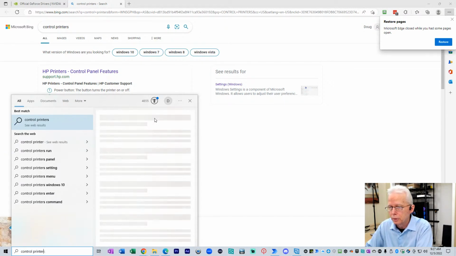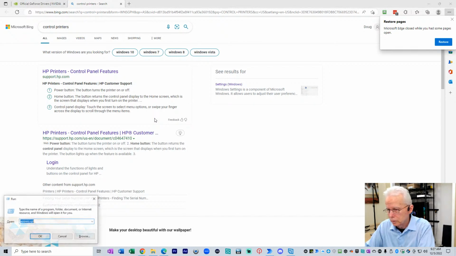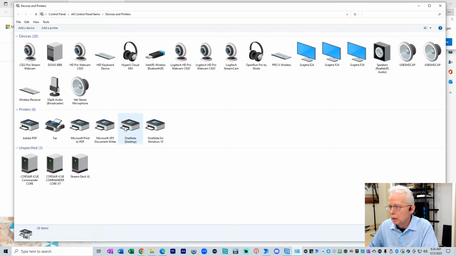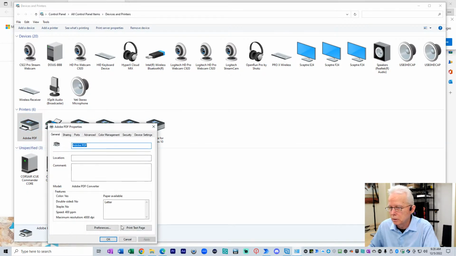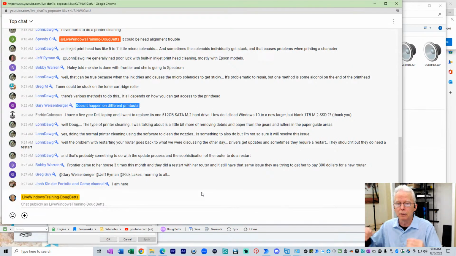Control printers. Nope, that's still doing a search. All right. Windows key R. Control printers. That should get me there. Here we go. Yeah, see, I don't have any printers installed on Big Beast Build. I do my printing from Baby Beast. But when you right click and go to printer properties and print test page, that's what you want to do right there. Because that page is going to be more full, has more content. You're going to be able to see the problems more clearly.